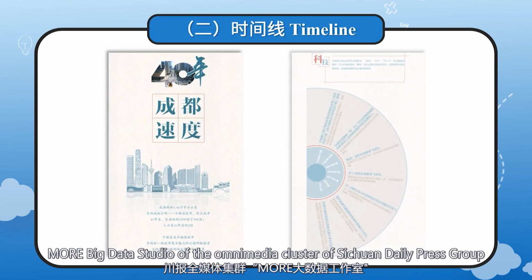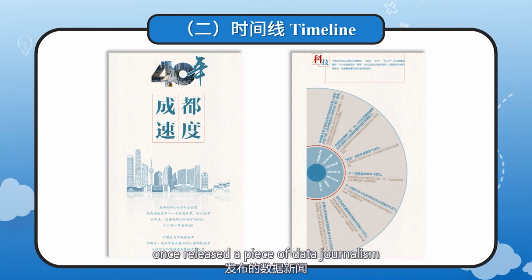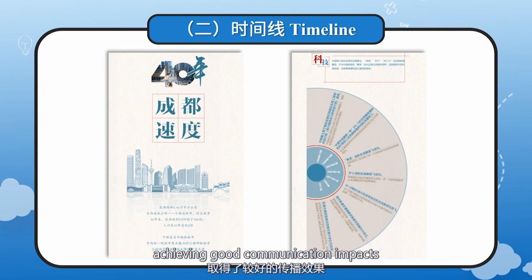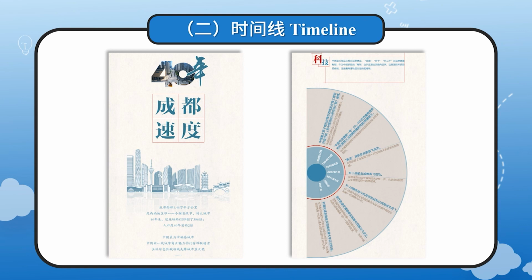More Big Data Studio of the Omnimedia Cluster of Sichuan Daily Press Group once released a piece of data journalism, 40 Years of Chengdu Speed, based on 6 dimensions including business, transportation, industry, international openness, culture, and technology. In the form of interactive H5, it outlines the development of Chengdu over the past 40 years since the reform and opening up, achieving good communication impacts.